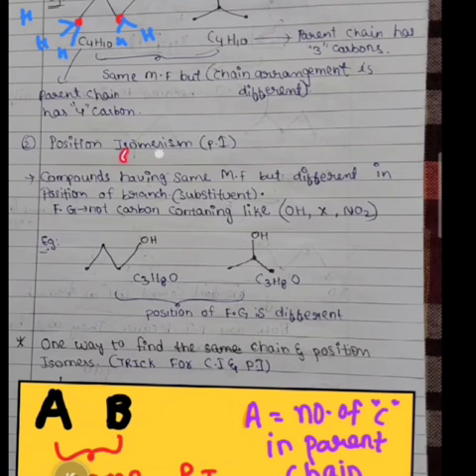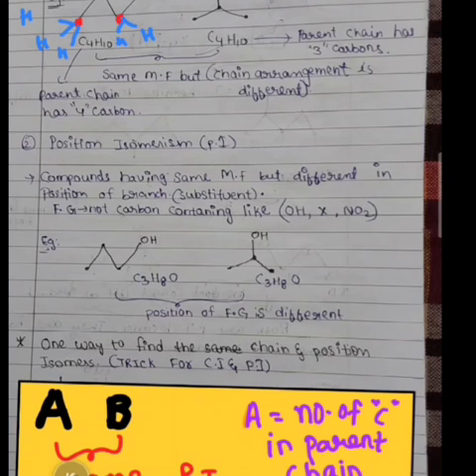Now coming to position isomerism: the same molecular formula but a different position of functional groups or substituents. What are functional groups? Like the alcohol group, halogen containing functional groups, nitrile functional group, like that. See, now we have the same molecular formula, C3H8O, but a different position of the groups. Here, the alcoholic functional group is present on the first carbon. Here, it is present on the second carbon. So the position of the functional group is different. This is position isomerism. Remember, chain has more priority than position.